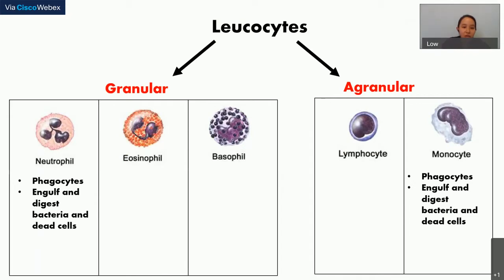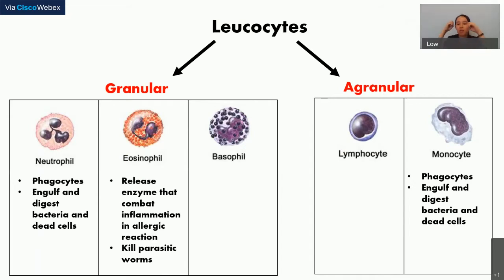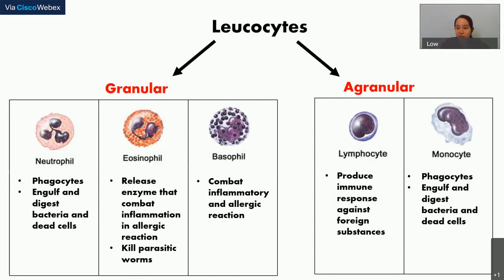The next one, eosinophil, releases enzymes. So basically they won't go and eat your bacteria. They just release enzymes to combat inflammation and allergic reaction. They also help you to kill parasitic worms. What about basophil? Basophil is to combat inflammatory and allergic reaction. Lymphocyte is to produce an immune response against foreign substances. So foreign substances can be bacteria.